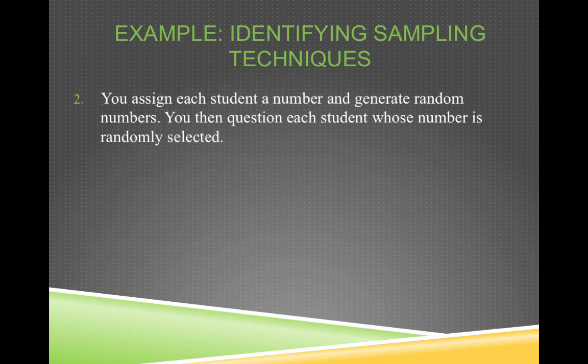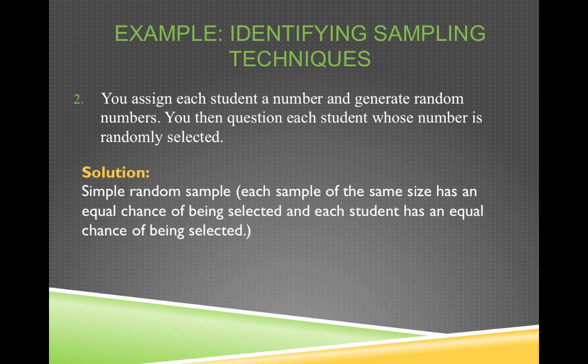What about if you assign each student a number and generate random numbers? You then question each student whose number is randomly selected. What do you think here? Yeah, this is just our simple random sample. Each sample of the same size has an equal chance of being selected, and each student has an equal chance of being selected.